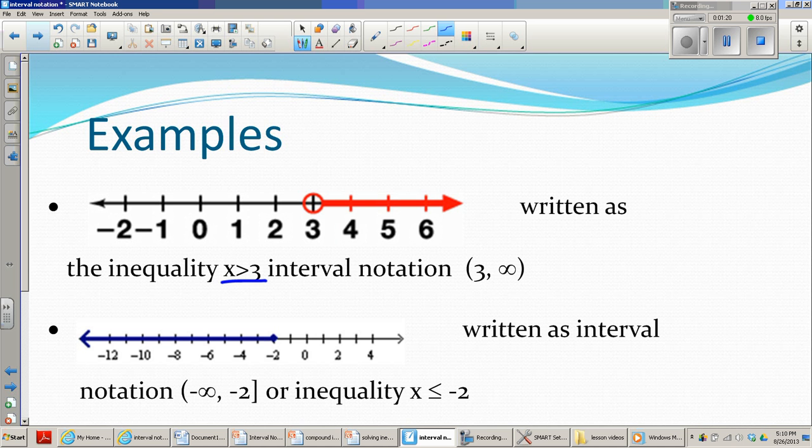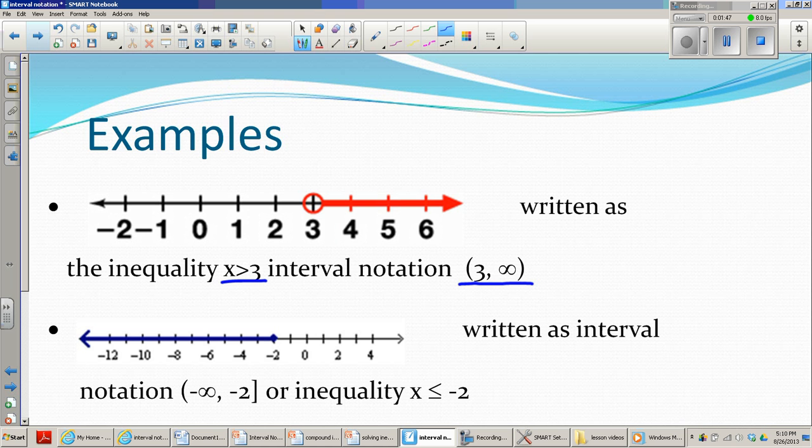Since our smallest value is 3, we're going to put the 3 on the left. It's going forever in the right direction, so we call that infinity. It is not equal at either end, so we have the parentheses. All three of these methods mean the same answer, and you should be able to move from one answer to the other as you do these kinds of problems.